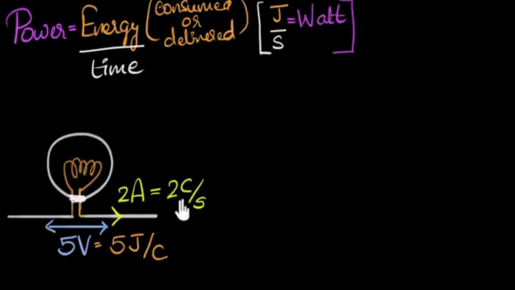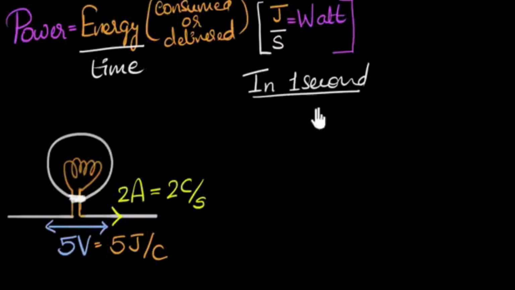So using these two numbers, can we calculate how many joules of energy are being consumed by the bulb every second? Pause the video and see if you can try and do this yourself. All right, let's do this. Let's write that down over here. I'm going to wait for 1 second and see what happens.